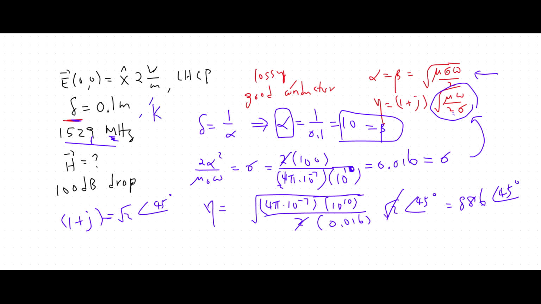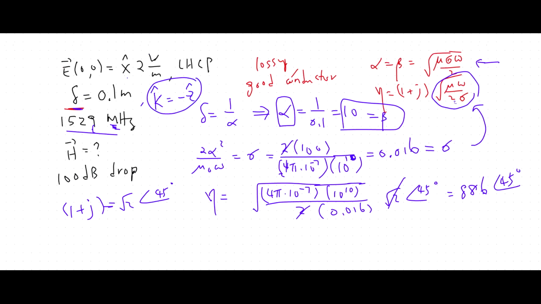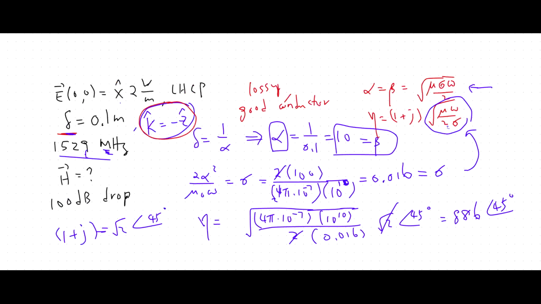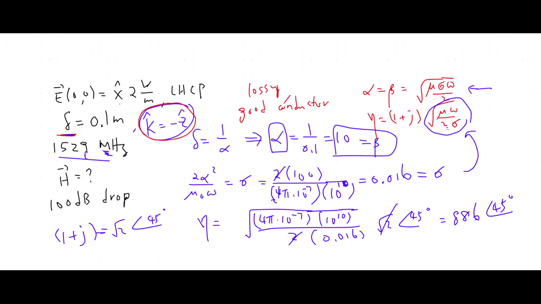X hat? No, X hat is already here. Say minus C hat. It's propagating in the minus C direction. Okay. Given. Should have given, but I didn't give it to you. All right, so now we are ready to write. We want to find H, but let's find the E first, right? E1 first. Okay. You ready?